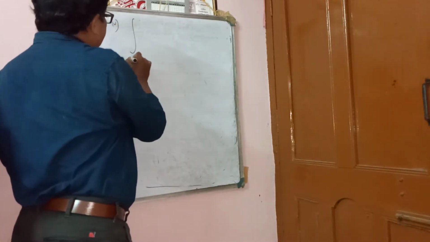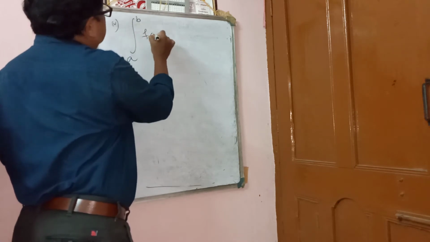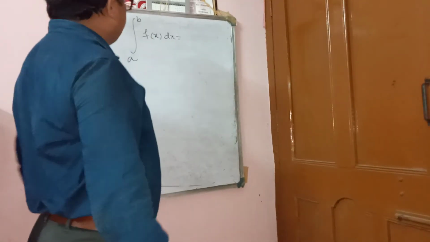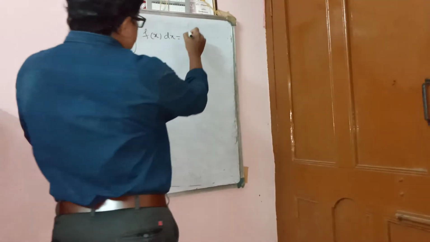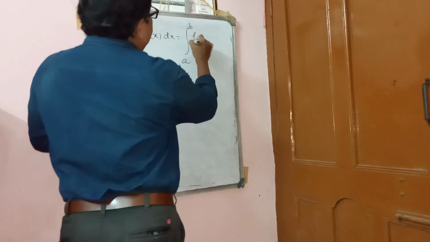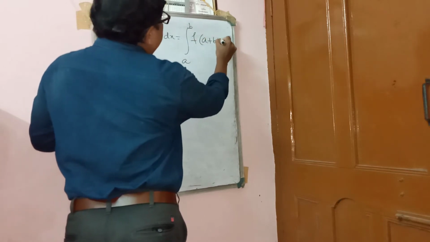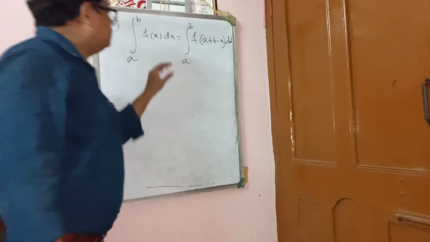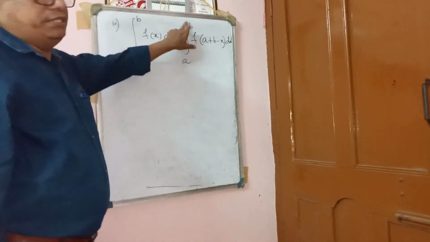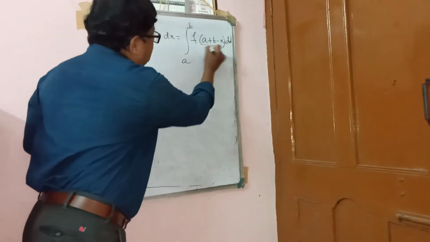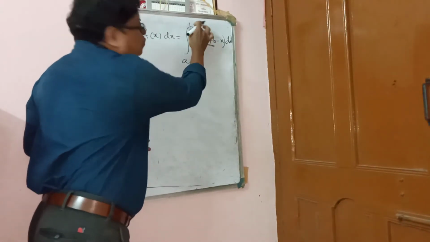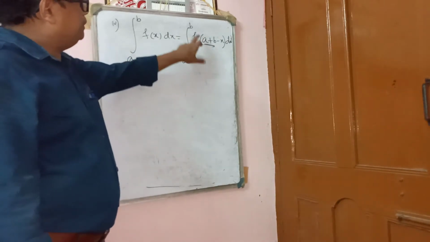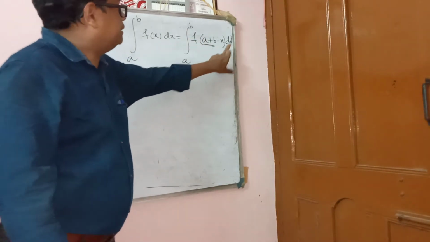Suppose we have the integral from a to b of f(x) dx. We can write the integral from a to b of f(a plus b minus x) dx. The sum of the limits here, a to b, is a plus b. Look here, a plus b is there, the sum of these two, minus x, dx.